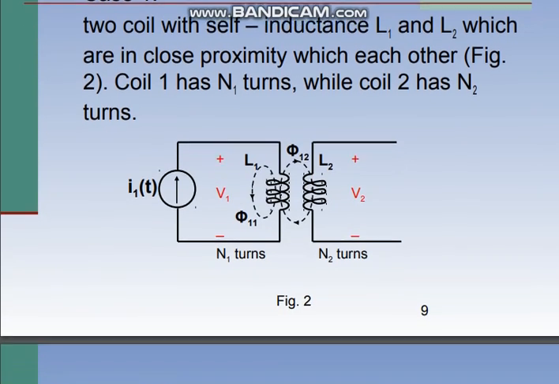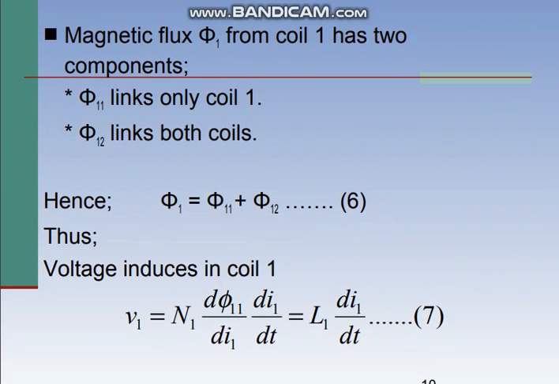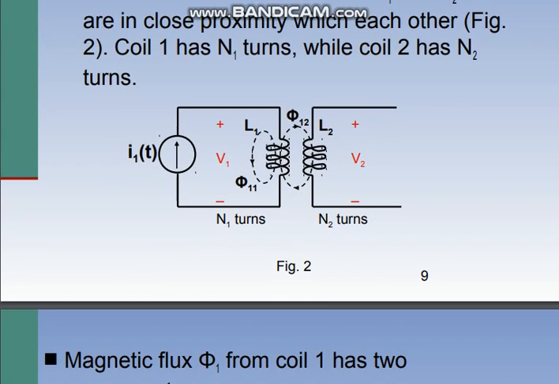Now turning to case 2: the magnetic flux from coil 1 has two components. Phi 1 links only coil 1, and phi 2 links both coils. That means the coils will produce two different magnetic flux lines, two fluxes, phi 1 and phi 2. You have to look over it. That is denoted as phi 1, because this part is a self loop.